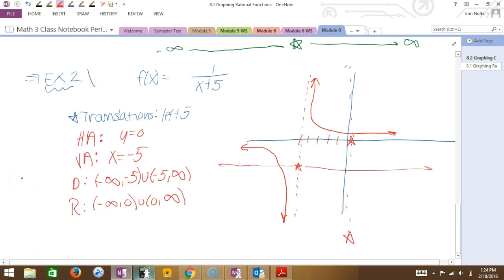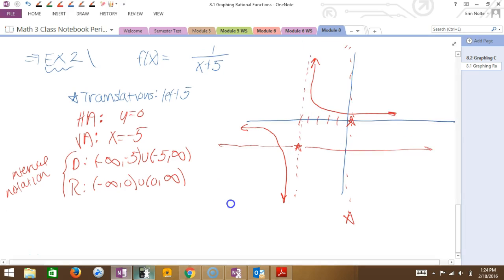And this is interval notation. Have you guys seen interval notation? Yeah, when you're writing your domain and range. So you guys are used to it. Interval notation. I like interval notation the best. Okay, cruising right along.